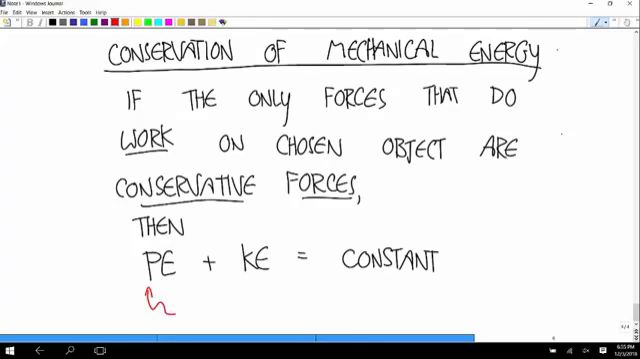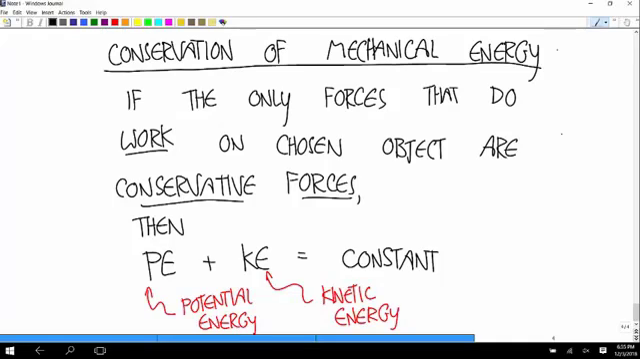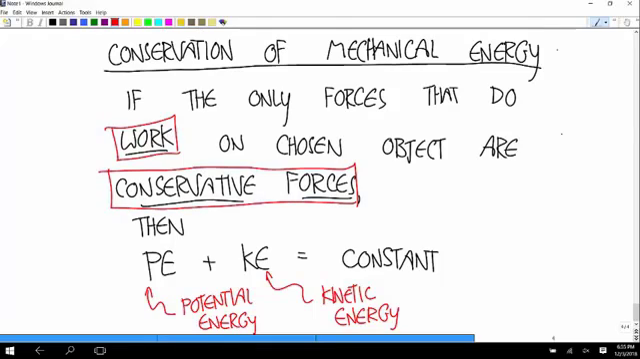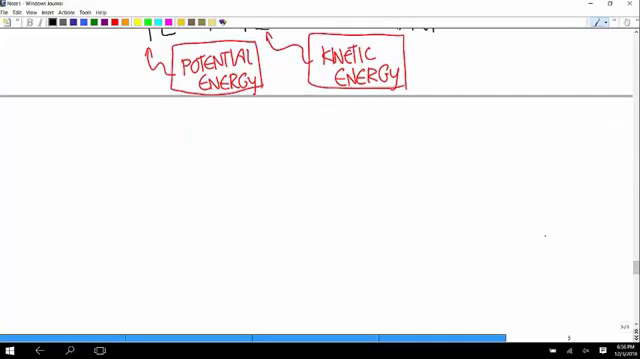So PE is how I'm going to label potential energy. KE is what I'm going to call kinetic energy. And in order to do this, we have to know what work is. We have to know what the definition of conservative forces is. And we have to know what potential and kinetic energy are. So the setup for this is defining those four things. So I'm going to start by talking about work.